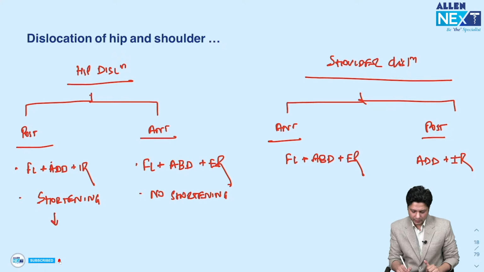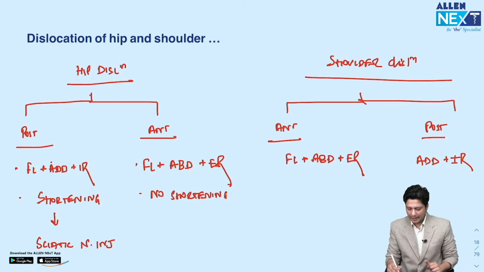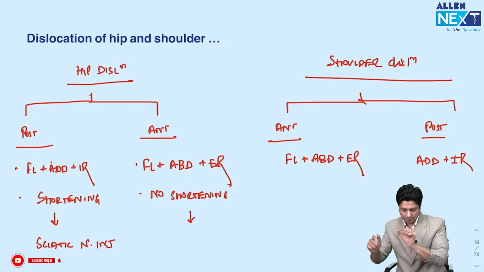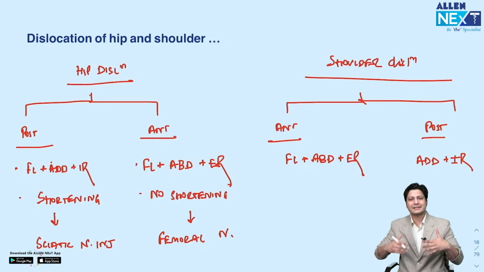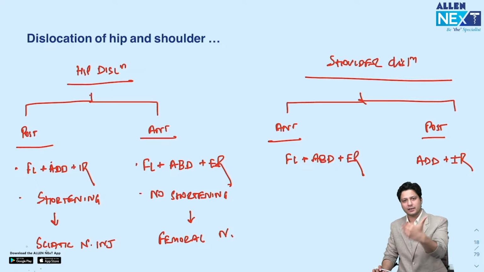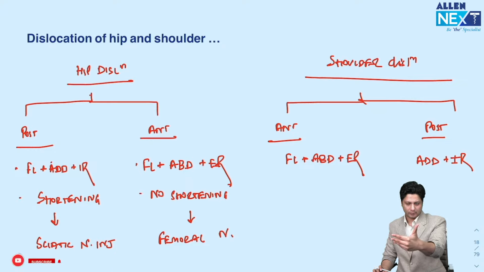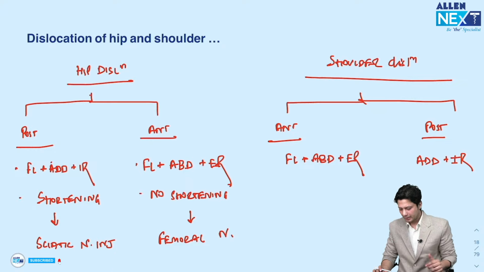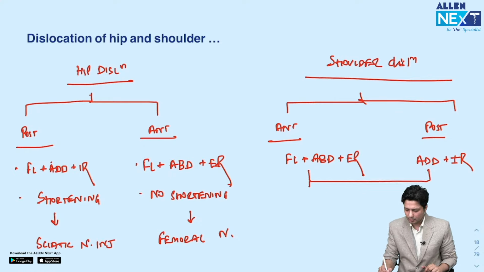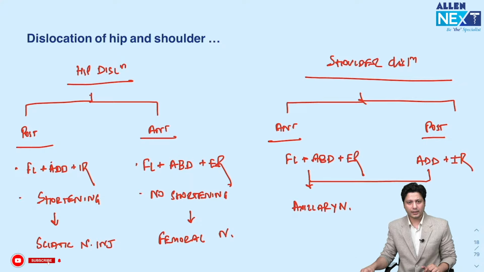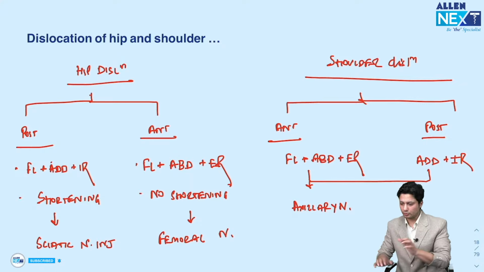Associated with the posterior dislocation of the hip, sciatic nerve is commonly found to be injured. Sciatic nerve injury, posterior dislocation of the hip. Anterior dislocation of the hip theoretically might lead to a femoral nerve injury, but it is not very common. We have not seen a single case where there is anterior dislocation of the hip associated with a femoral nerve injury, but it is a theoretical possibility. As far as shoulder dislocation is concerned, both with anterior as well as posterior, the axillary nerve is likely to get injured. And this is our second segment, the nerve injury.